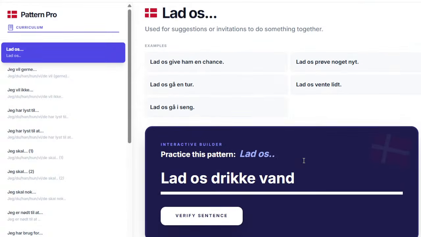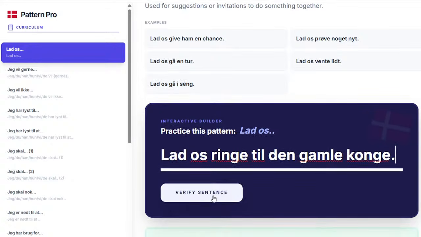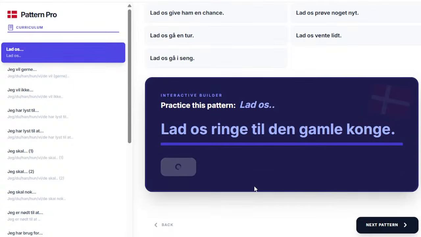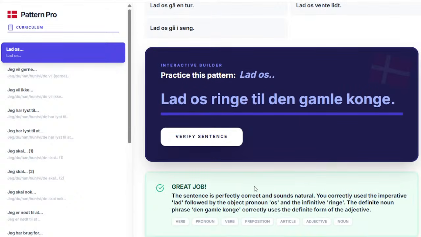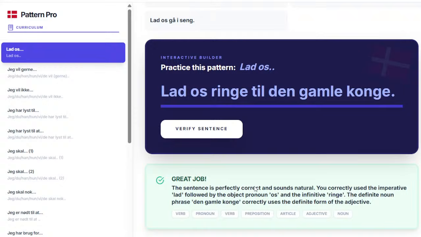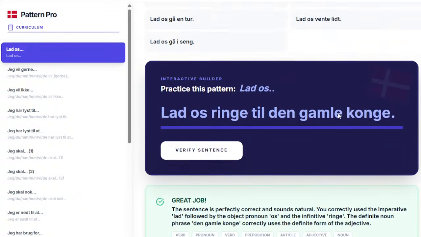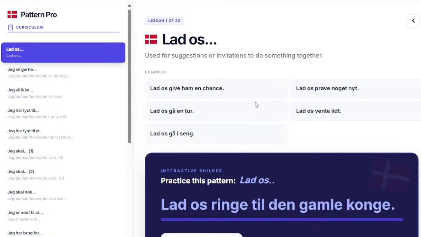Could be many things. Lad os ringe til den gamle konge. It's kind of strange. Lad os ringe til den gamle konge. It means, by the way, let's call the old king. So it's correct. Right? Ringe, da. So you get all the feedback. Because I understand when you're on your own, it can be very hard to think about what's right and what's wrong. But when you have the immediate feedback, it gets a lot easier. Okay, so that's a little bit about that one.